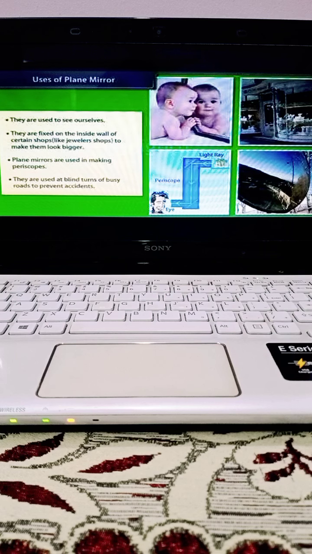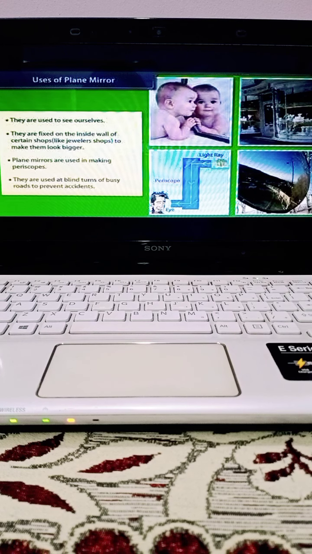The third use is that plane mirrors are used in making periscopes. The fourth use, as given here, is that they are used at blind turns of busy roads to prevent accidents. Such mirrors are placed at the turn so that a person can see the car or vehicle coming from the other side of the road. So this is how we can use plane mirrors. There are many other uses for the plane mirror.